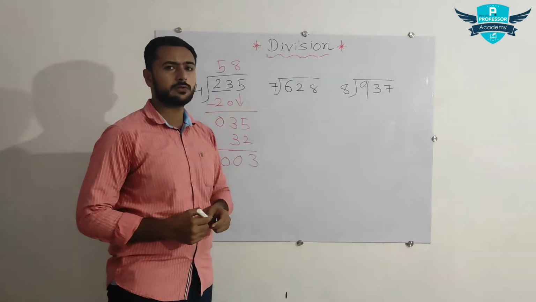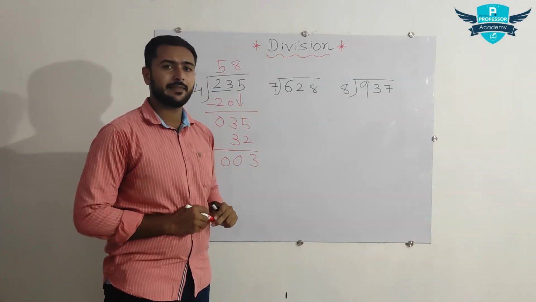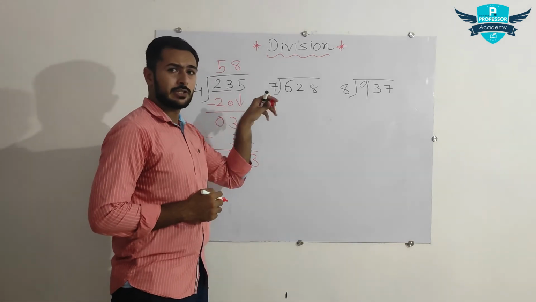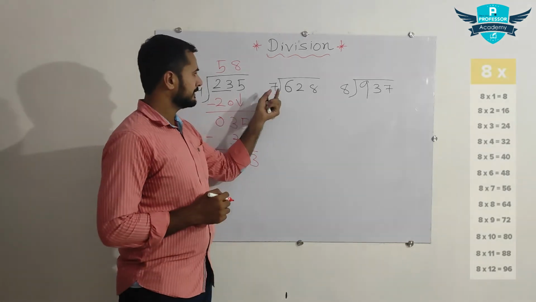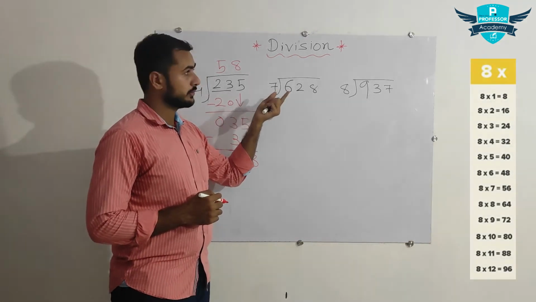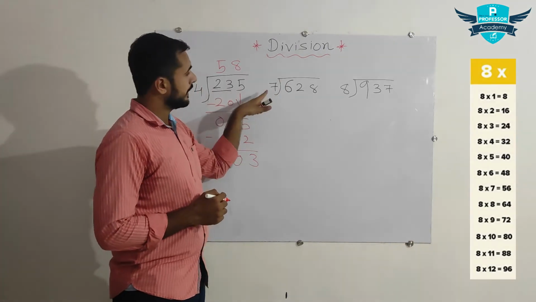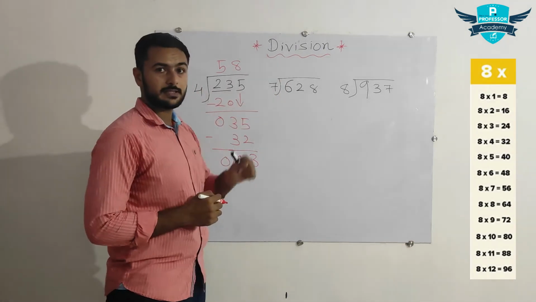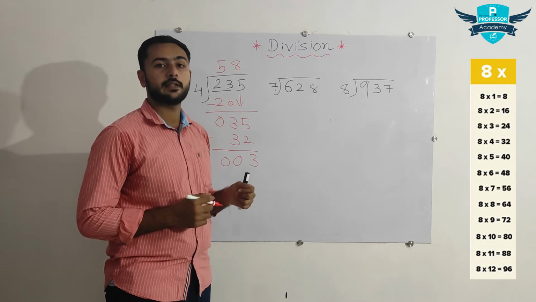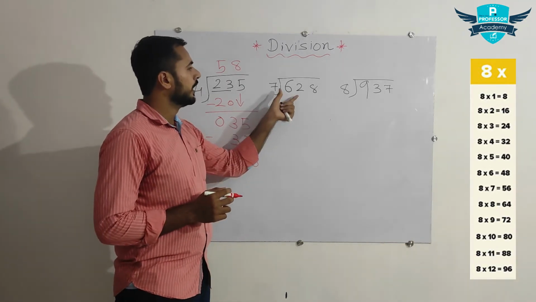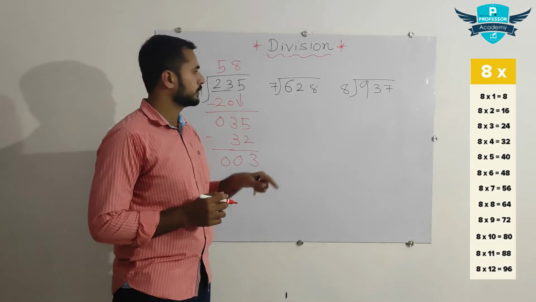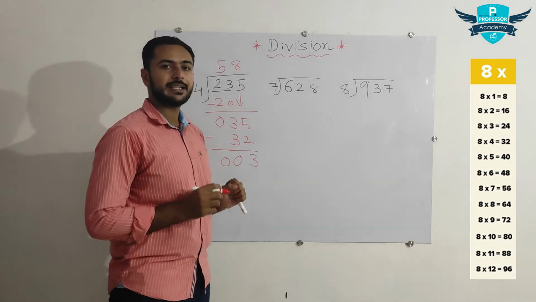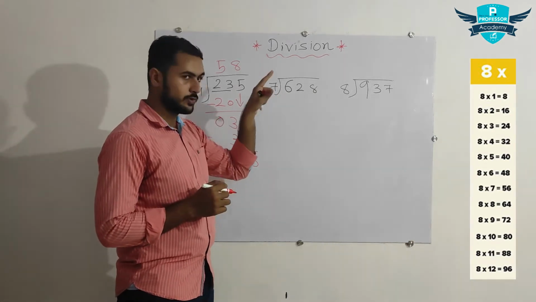Now the next number we have is 628 divided by 7. It means 7 is the divisor over there. So we will identify the table of 7. Recall the table of 7 and see the first number, that is 6, which is smaller than 7. It means we need to use the first 2 numbers. So we'll include 2 also. So that is 62. Now find 62 in the table of 7.